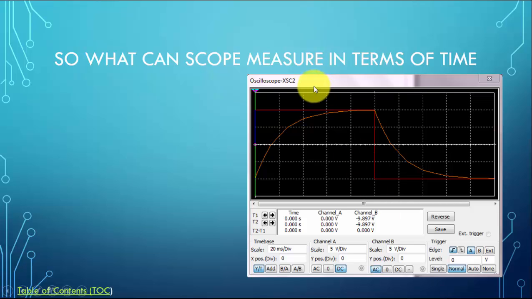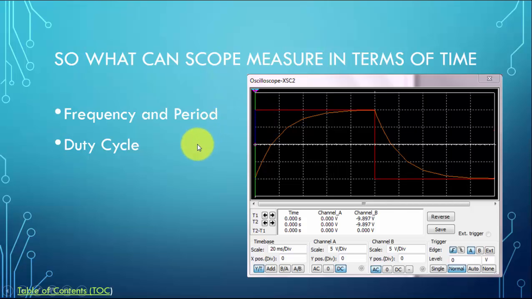So what can a scope measure in terms of time? One of them, it can measure the frequency and the period, and they are reciprocal relationships, meaning that frequency is equal to 1 over the period, or the period is equal to 1 over the frequency. Here I have a square wave shown in red where it displays 1 cycle of its waveform. You can also measure the duty cycle. For a square wave, it's 50% duty cycle, where it's 50% high and 50% low.